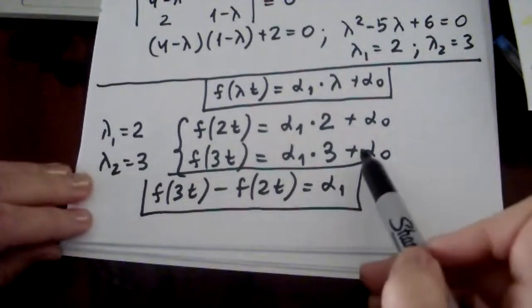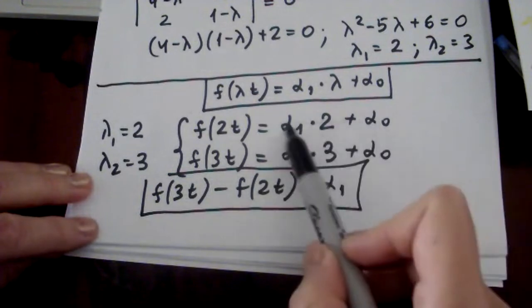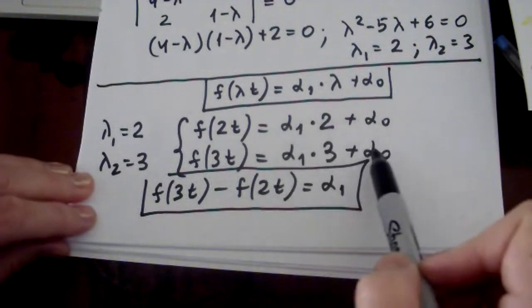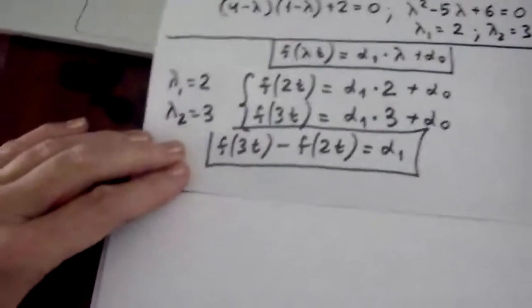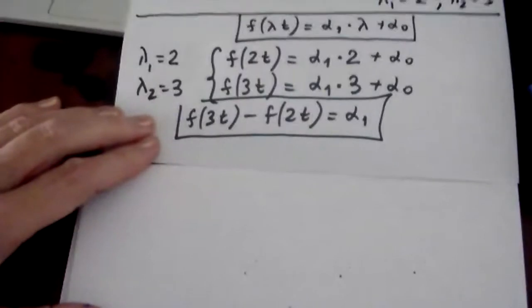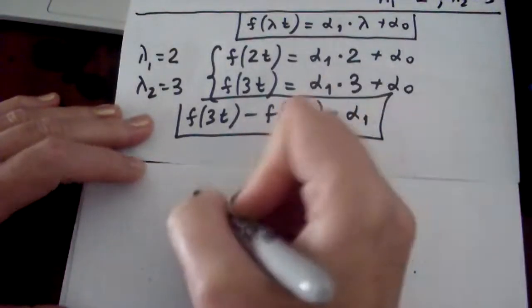As to how to get alpha 0, we can use any of these equations. It can be either the first equation or the second equation. Let's use the first equation, for example. So we can express alpha 0 from the first equation and then substitute our result. Now, I need to set up everything in a beautiful way. Looks nice. I want everything to be on the screen.